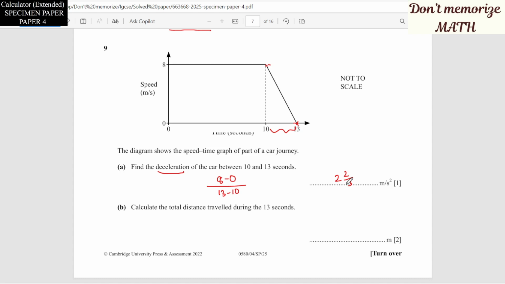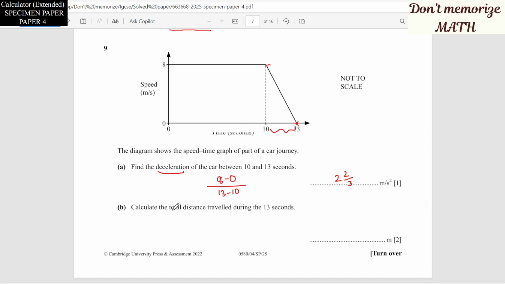Don't keep it as an improper fraction. Sometimes we saw that for improper fractions they won't give the marks. So always, if you have an improper fraction, change it to a mixed fraction or a decimal in 3SF. That is the normal thing you have to do.